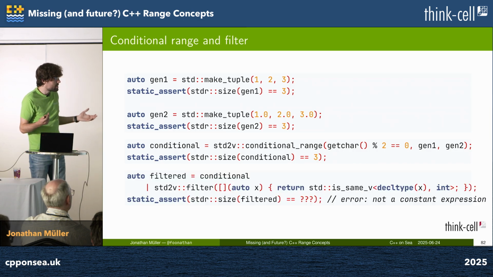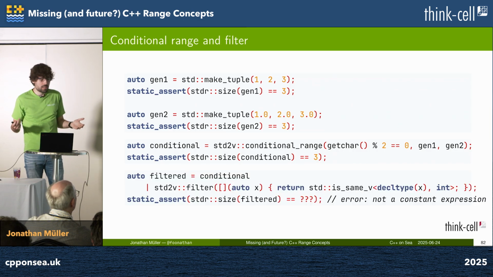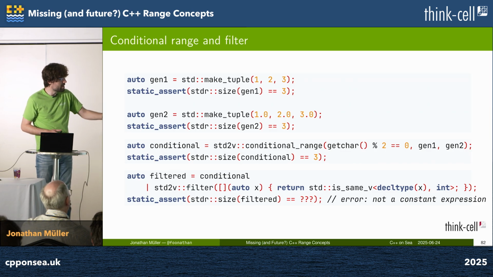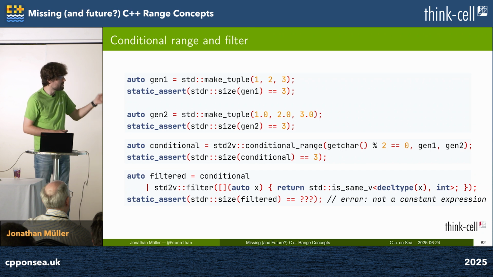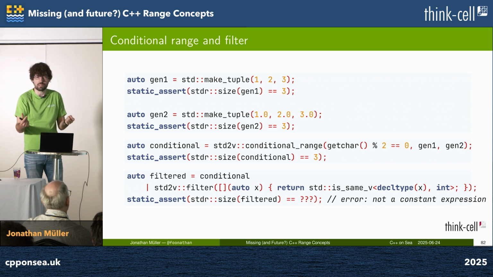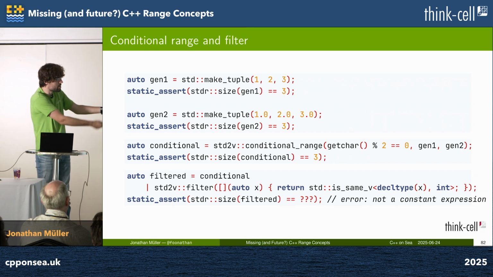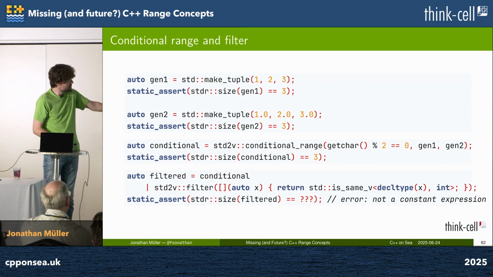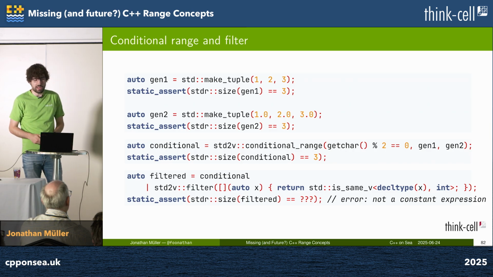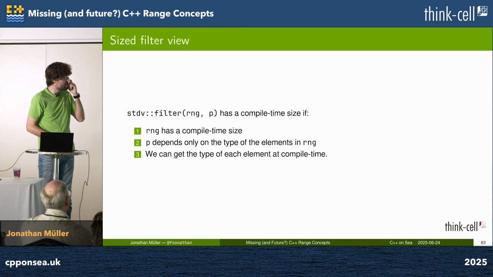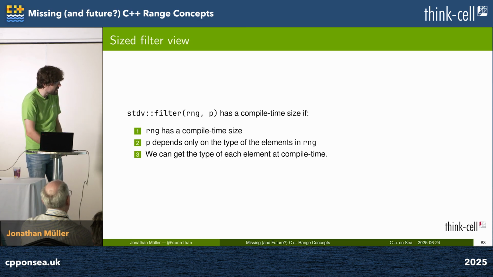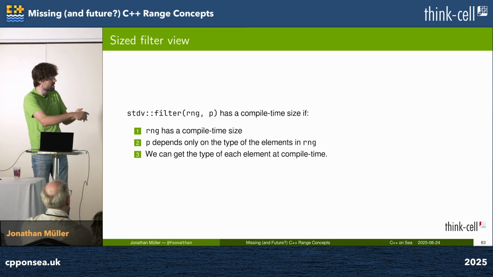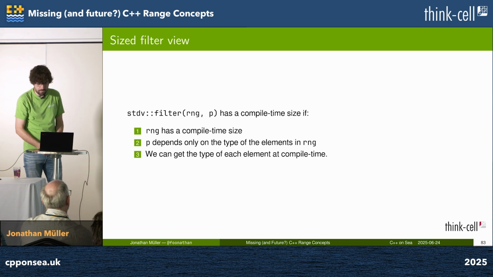And so if we filter on types, we no longer have a compile-time-sized range. Because if you say, OK, give me only the ints, then the answer is either 0 or 3, depending on the runtime value. Even though we have a compile-time-sized range of compile-time-sized ranges, right? Like we lost the size information after the filter. It was preserved until there, and then we filter, and then we no longer have it. So filter actually is only compile-time-sized if the range has a compile-time size, the predicate only depends on types, and we know at compile time each type of the element, so we can at compile time invoke the predicate.